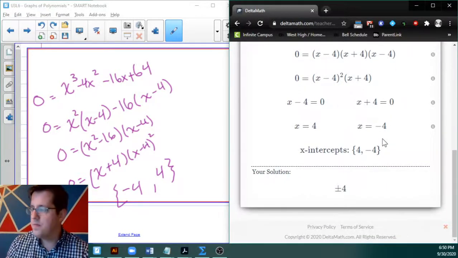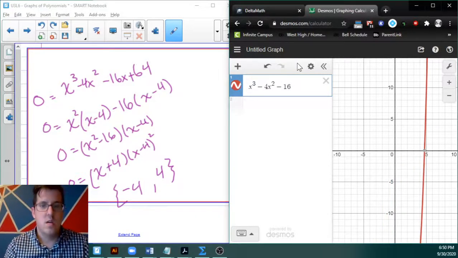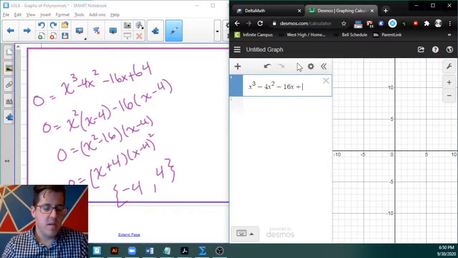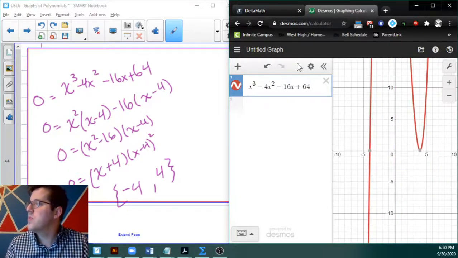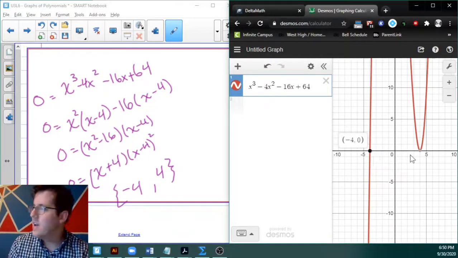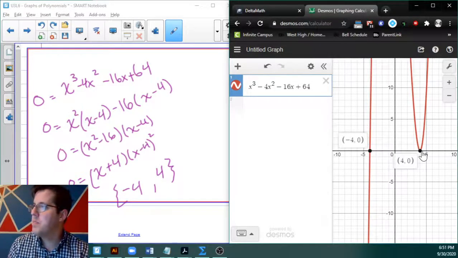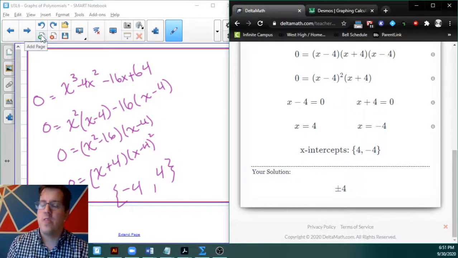I've got the internet. All right, so I'm going to graph this. Maybe Desmos will sponsor me. Who knows? Okay, so we've got an x-intercept at negative 4, and then we've got that multiplicity of 2, that repeated factor, or that double zero at positive 4. Pretty rad.